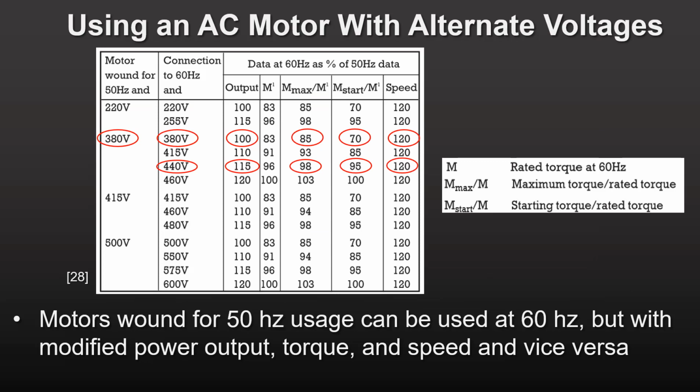You would think, with the major differences in voltage and frequency specs around the world, that you can never buy an AC motor built to work on one continent and try to use it on another one. But that's not true. You can do this, but you need to carefully read charts such as the one in this slide in order to understand how the specifications will change. Per this slide, motors wound for 50 Hz can be used at 60 Hz, but the power output, torque, and speed will change based on both frequency and voltage.